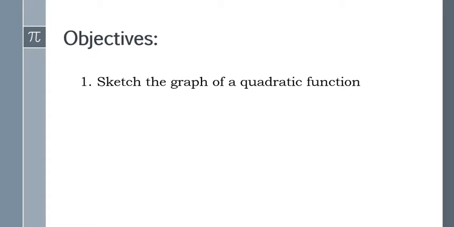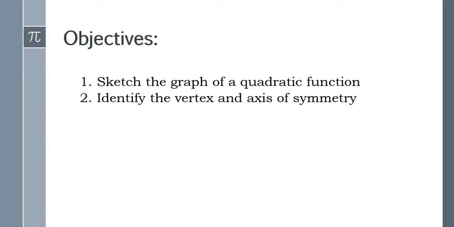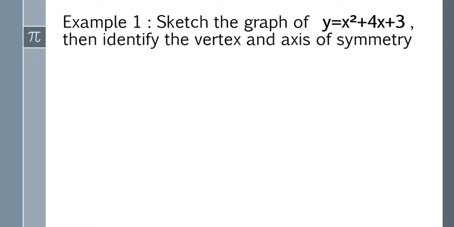So ito muna i-discuss natin. Number 1, sketch the graph of a quadratic function. Number 2, identify the vertex and the axis of symmetry. Okay, example number 1. Sketch the graph of y is equal to x squared plus 4x plus 3. Then identify the vertex and the axis of symmetry.